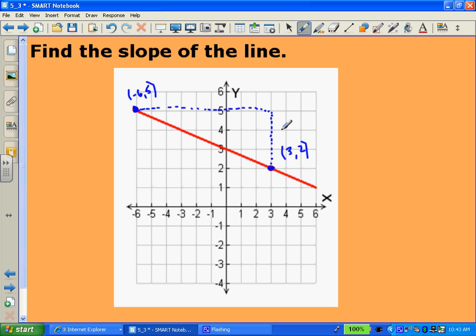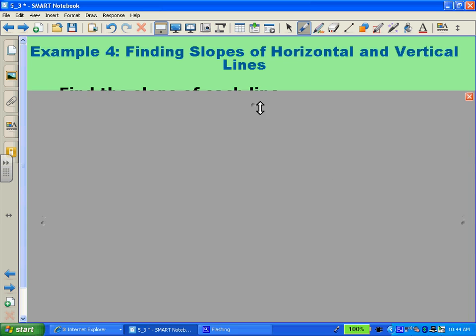So how much do I have to go up and then over to get from one point to the next? So to get from this point, 3, 2, to -6, 5, 1, 2, 3. I can just count the boxes. I went up 3. Then, how much did I go over? 1, 2, 3, 4, 5, 6, 7, 8, 9 over. And I went to the left, so that's -9. So if I go for slope now, remember slope is rise over run, so my rise was 3, my run was -9. And if I reduce that, I would get 1 over -3. So my slope of that line would be -1/3. And that's how I would find slope.